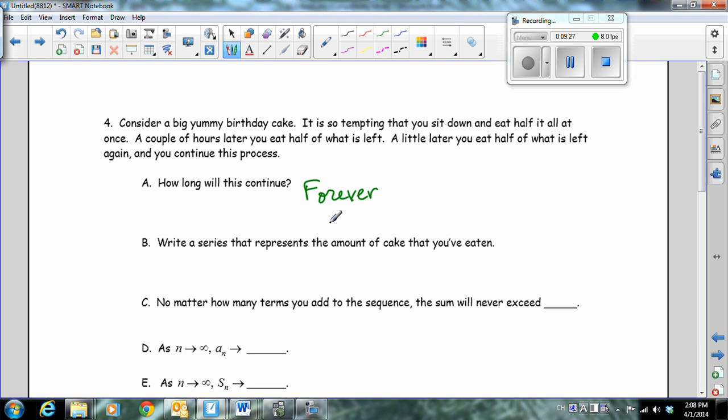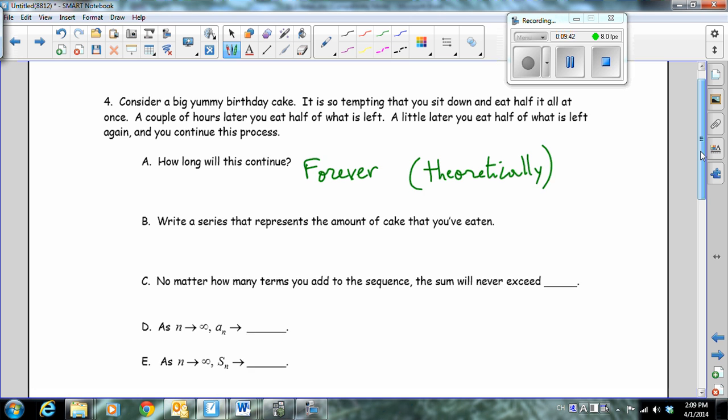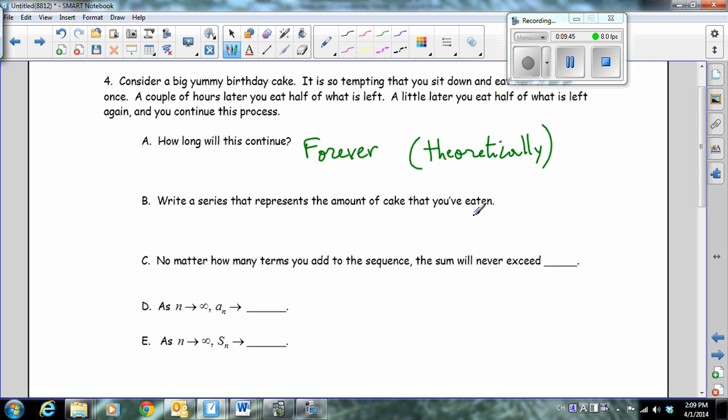But you're probably wondering, how come it's going to keep going forever? This is just theoretically. Because common sense, we would think that the cake will eventually finish. Write a series that represents the amount of cake that you have eaten. Well, the first thing you do is half. After that, you eat half of the half, meaning 1/4. After that, you eat half of the half of the half, which is half of the previous term, and that'll be 1/8. And half of the previous term, that would be 1/16, 1/32. And if you keep going, you will go on forever.